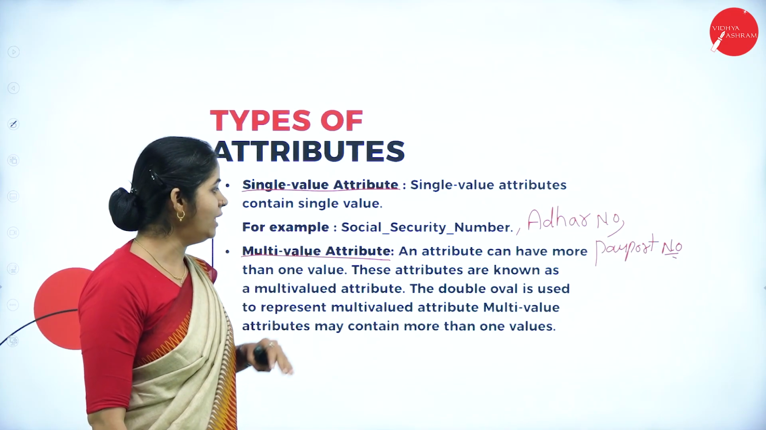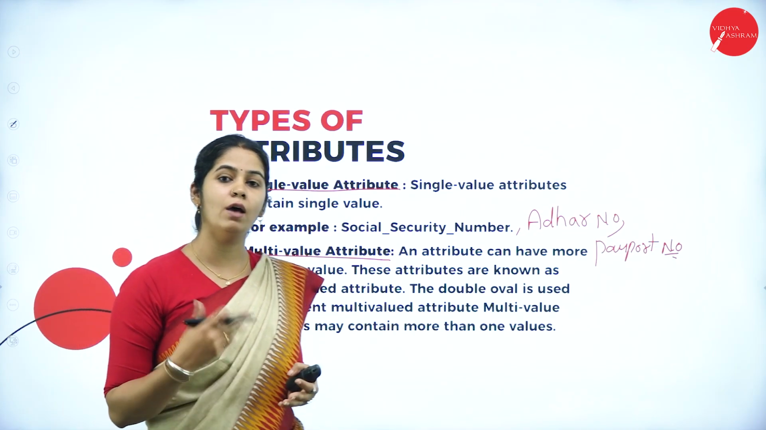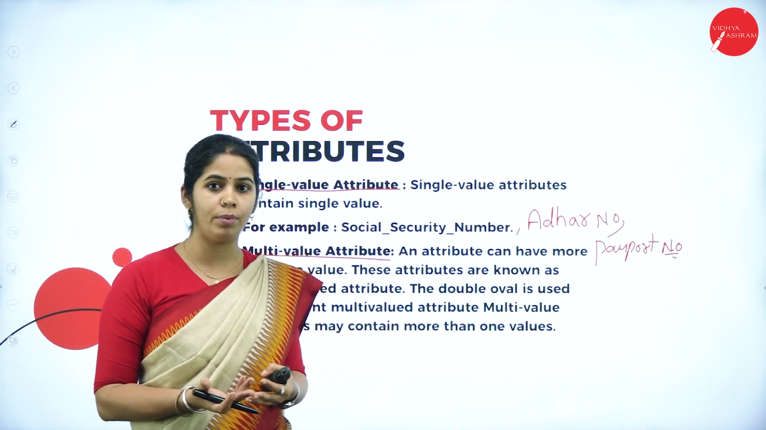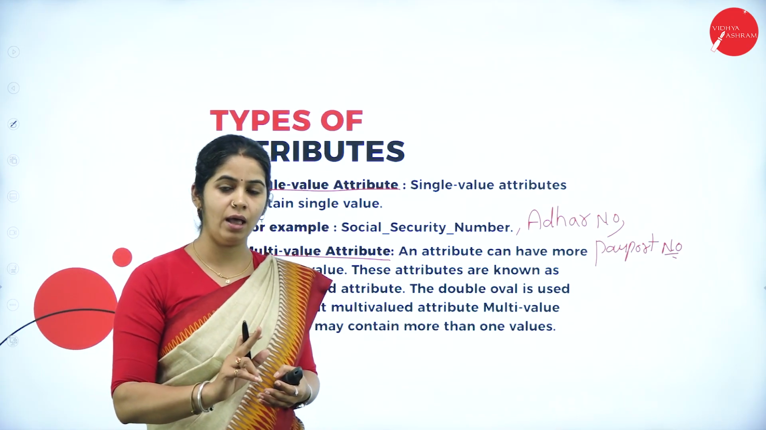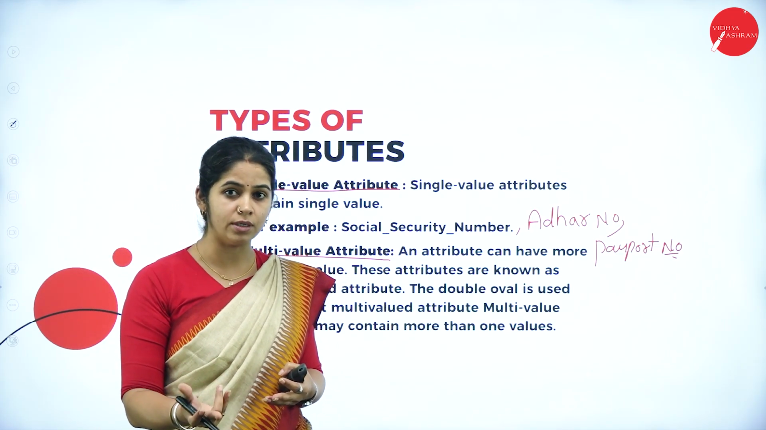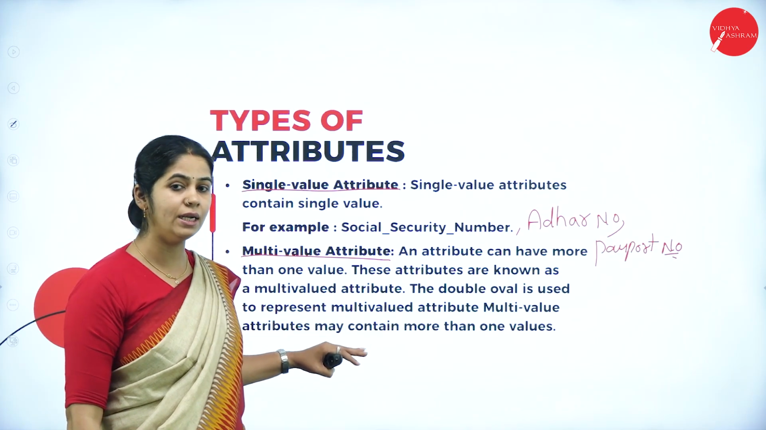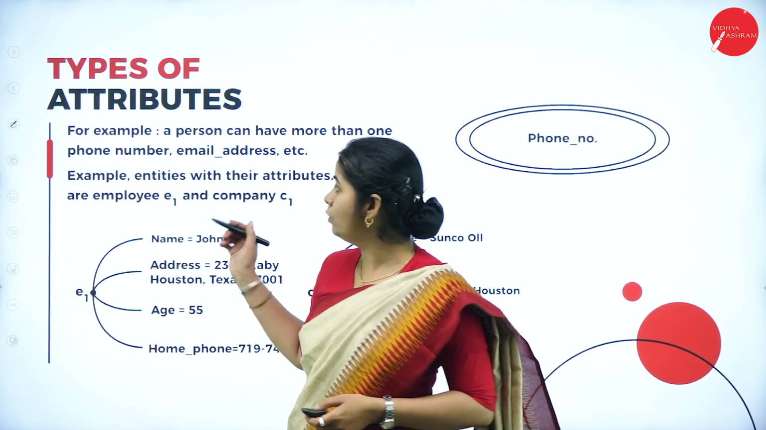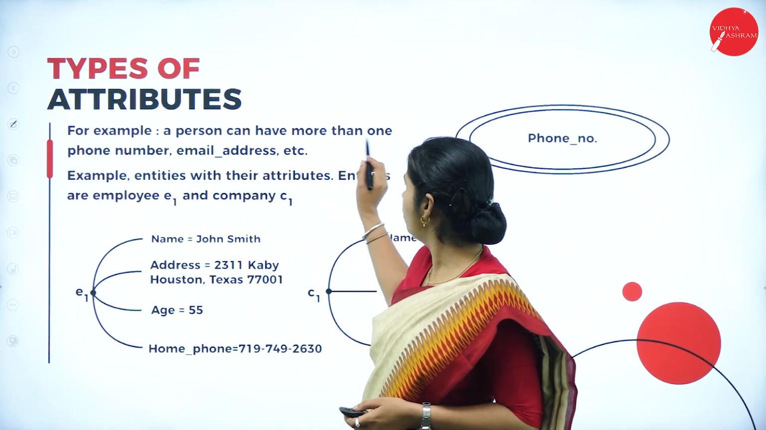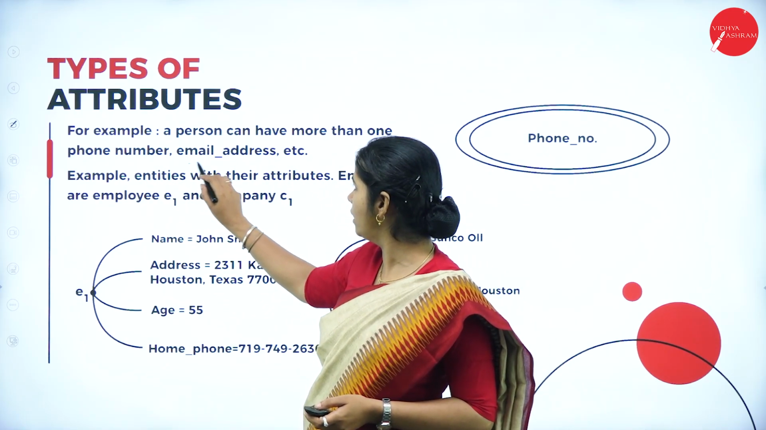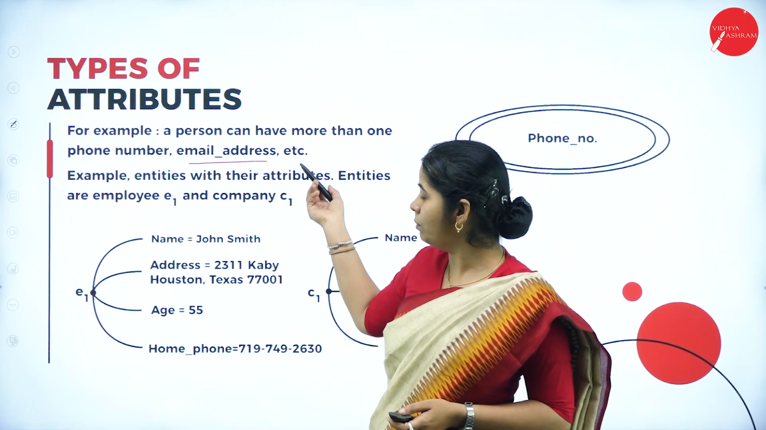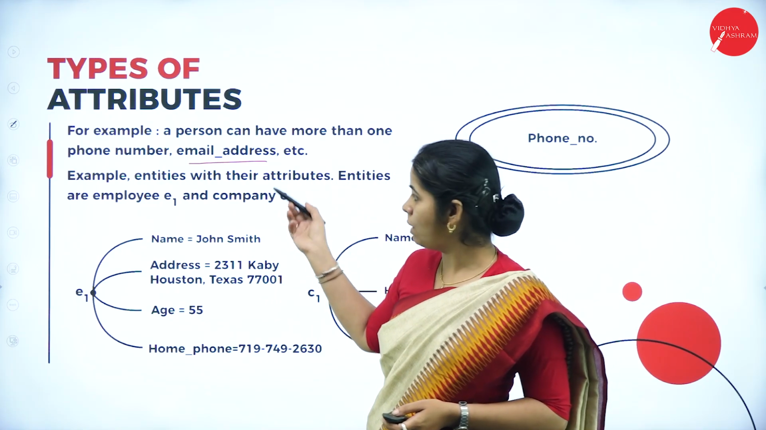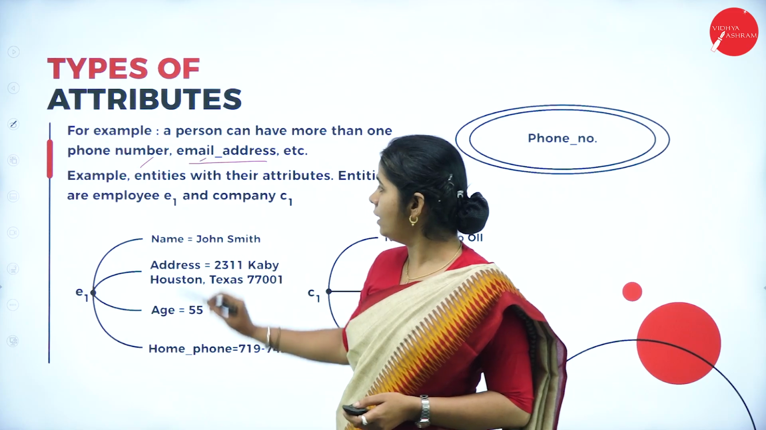Now, what is a multi-value attribute? An attribute that can have more than one value. For example, your phone number. One person can have two or more phone numbers. That is called a multi-valued attribute. Here, they have explained the multi-valued attribute. For example, a person can have more than one phone number, email addresses, etc. Examples of multi-value attributes are phone number and email.